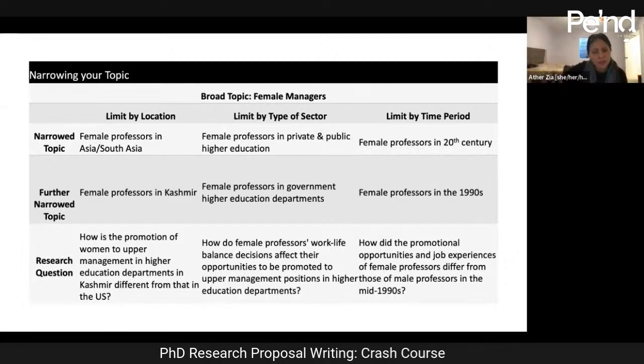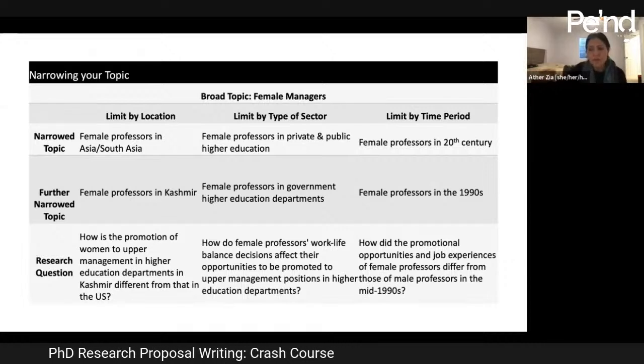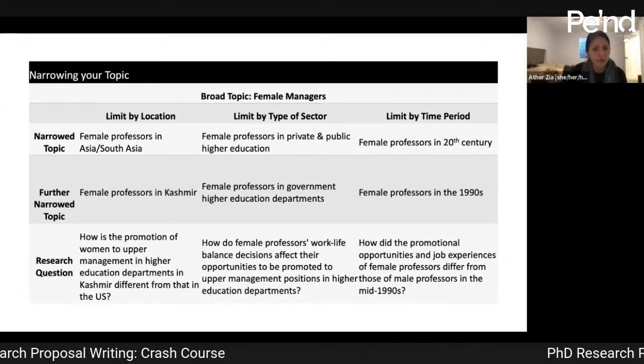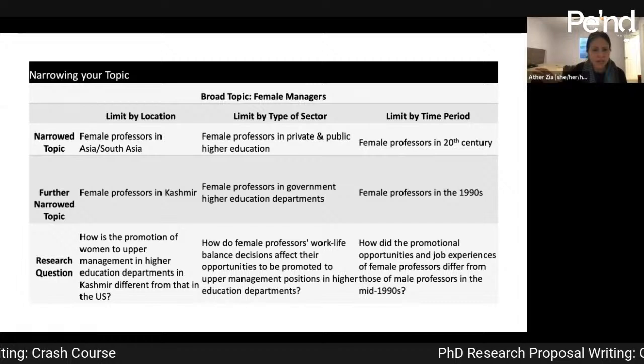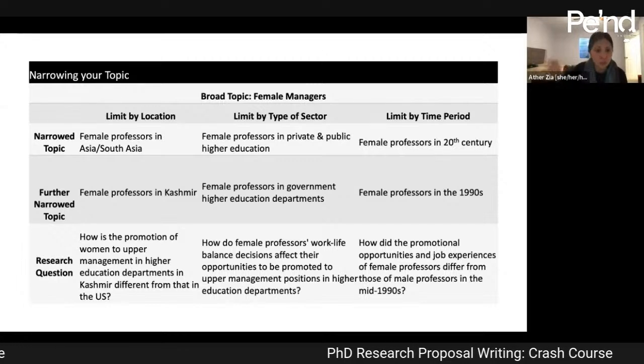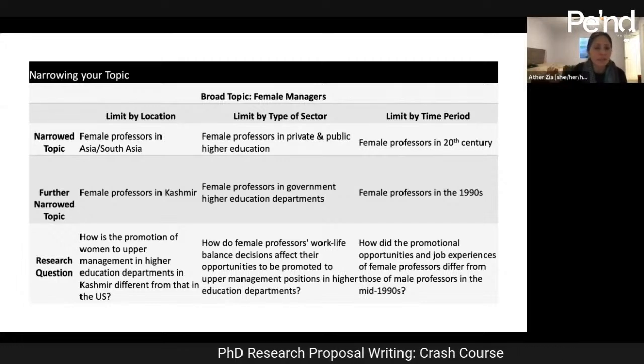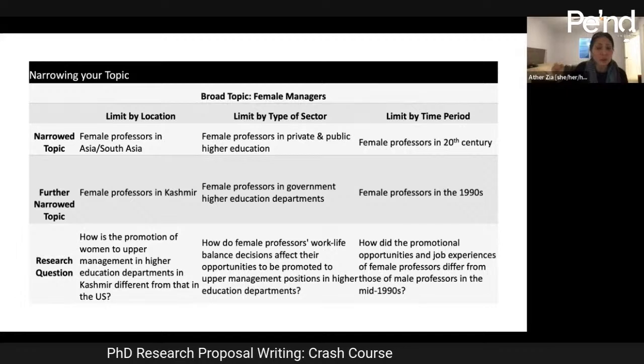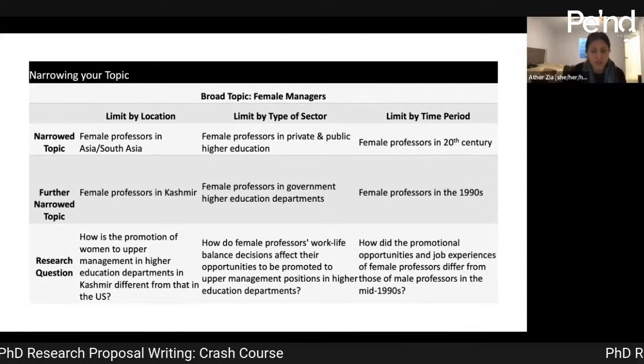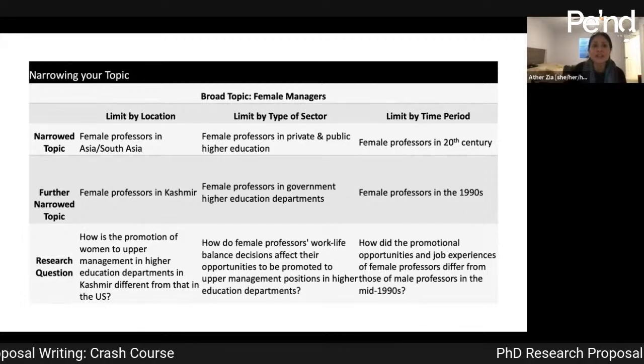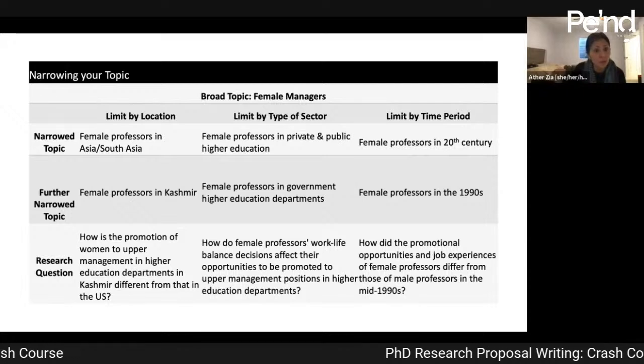That's how you go further and further down, because the narrower your question is, the more chances that it's going to be something doable. After everything is said and done, there is a saying that a good dissertation is a finished dissertation, and a finished dissertation usually has a good set of questions that are doable.